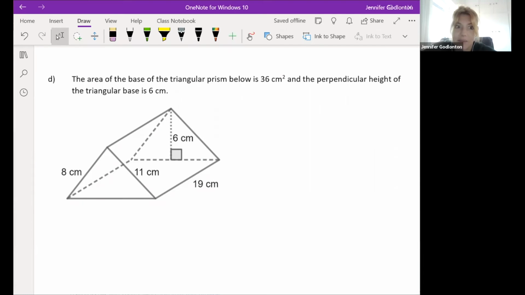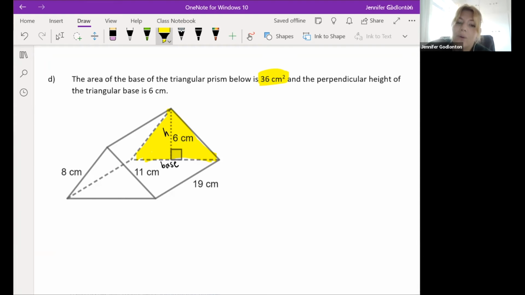So I want you to take some time and think about what you're going to do. I'm going to highlight a couple of things here to help you. I'm not going to tell you what to do, but I'm going to talk you through it a little bit. In that yellow triangle, this would be my perpendicular height, and that would be my base. Now they're saying to us in this story, it says the area of the base of the triangular prism below is 36 centimeters squared. So they're telling you that that yellow part that I've highlighted in my prism is 36 centimeters squared.